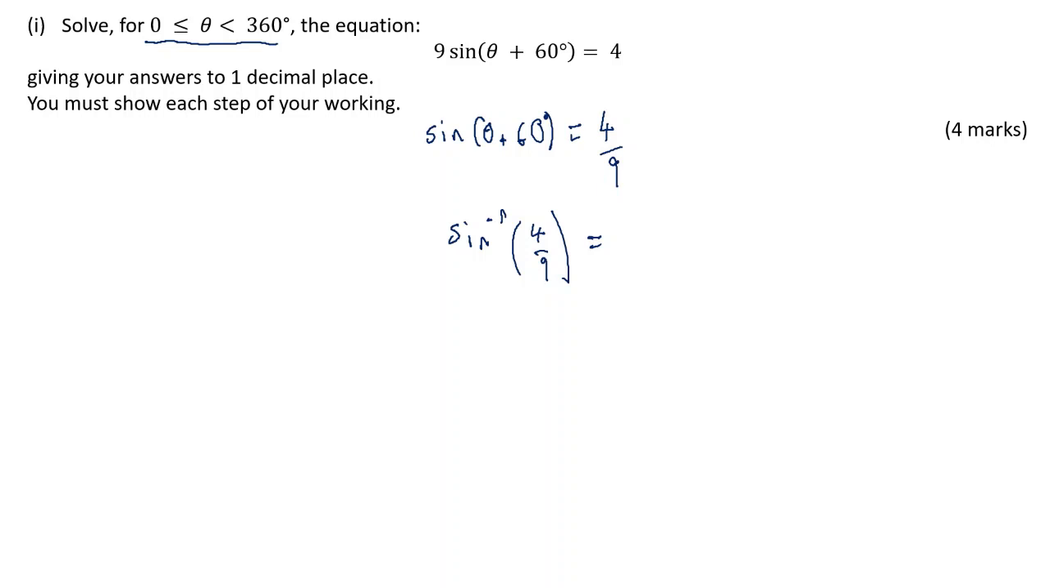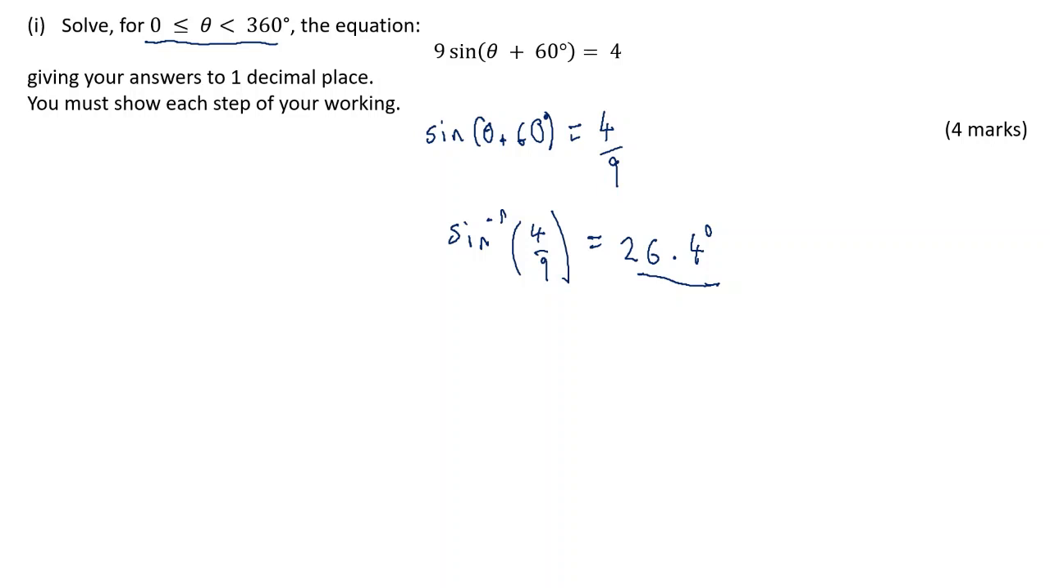And when we do that on my calculator, you get 26.4 degrees to 1 decimal place. A couple of things though. Point 1, this is not our final solution. Point 2, because what's happening to our sine is theta plus 60, we're going to add 60 to our range.